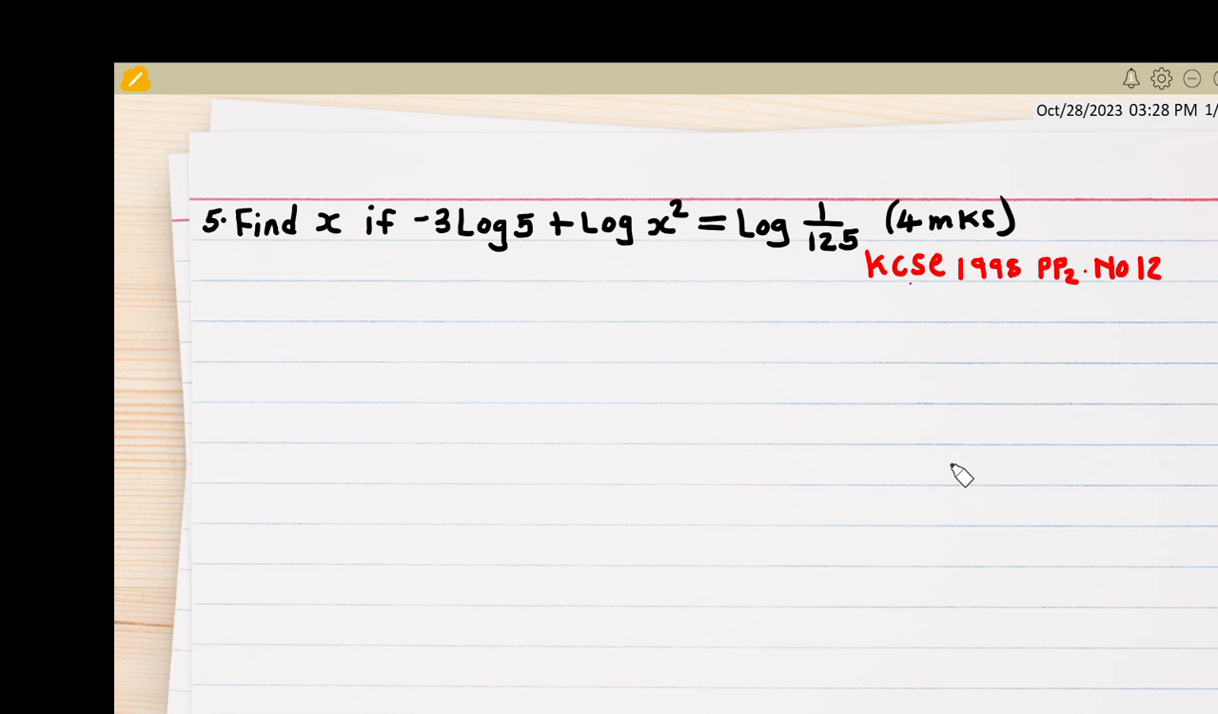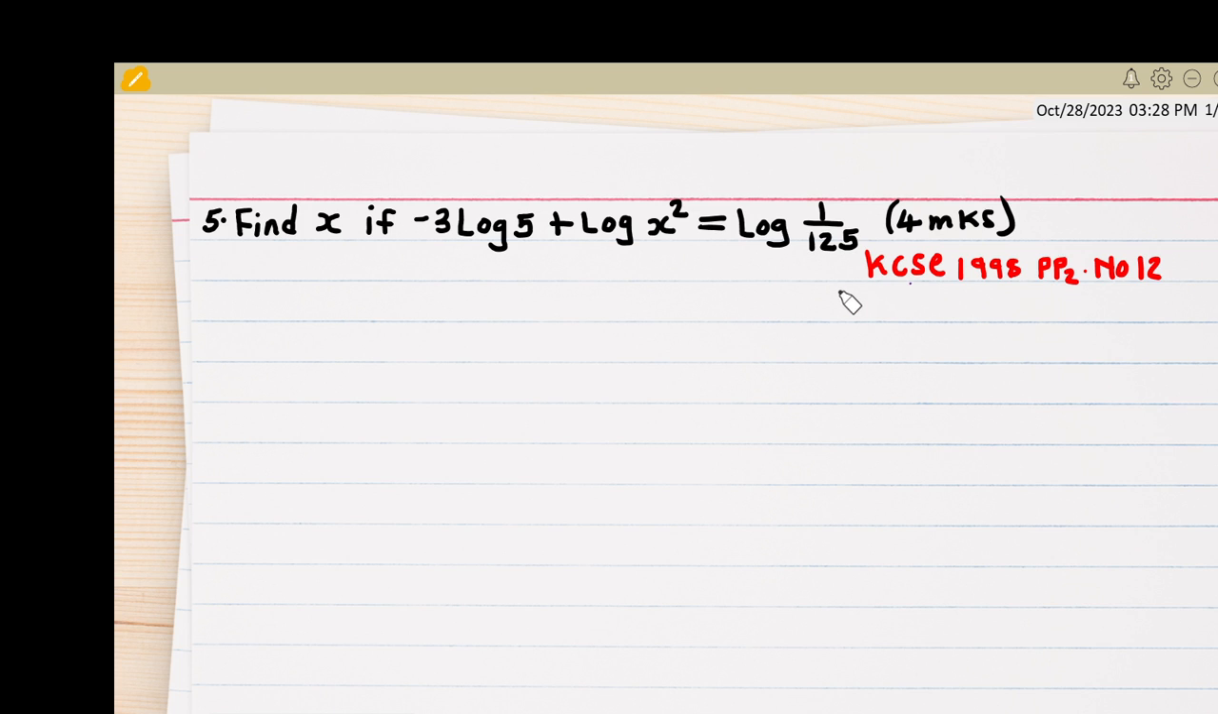It is our second lesson on a Form 3 mathematics topic called further logarithms. So we are simply looking at further examples involving this particular topic. Example 5 is also a past cases equation done in the year 1998, paper 2 question number 12.